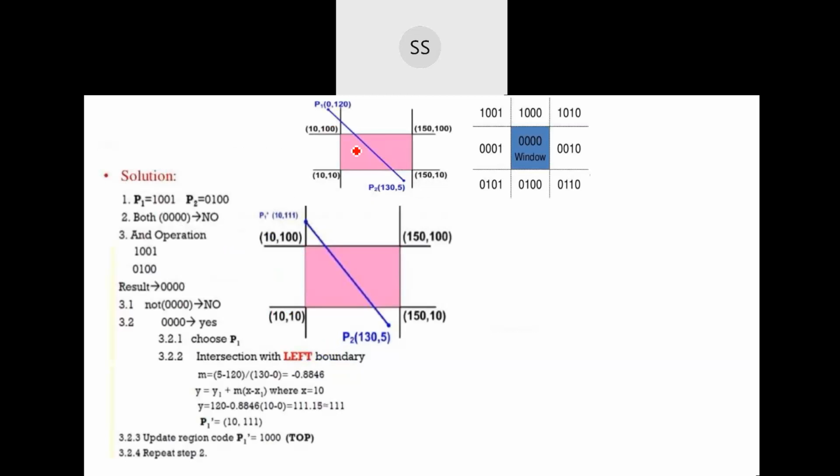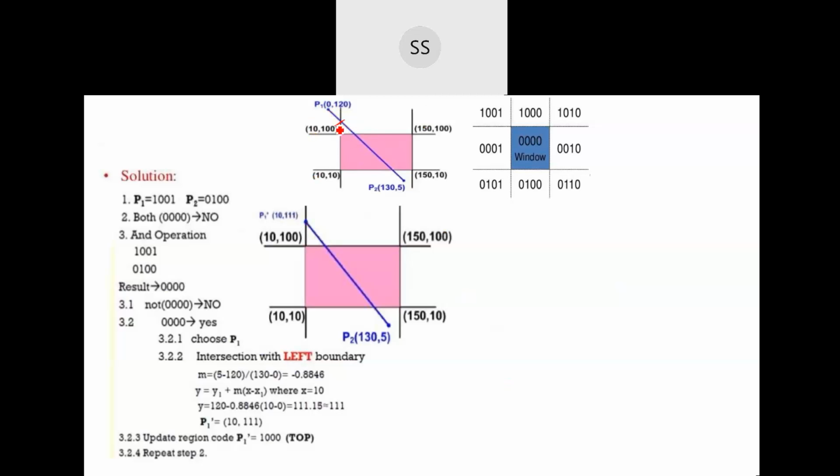Okay, now if you see here, I have redrawn everything here. All the steps I have written. P1 region code, P2 region code, I compared the values of both. Are both all zeros? No. After that I did the AND operation of both, and what answer did I get? Is it all zeros? I got the answer as 0. Step 3.1, you are checking whether it is not zeros. No. Step 3.2, if all are 0, what should we do? We have to select one point called P1. After finding P1, we have to find the intersection of P1.